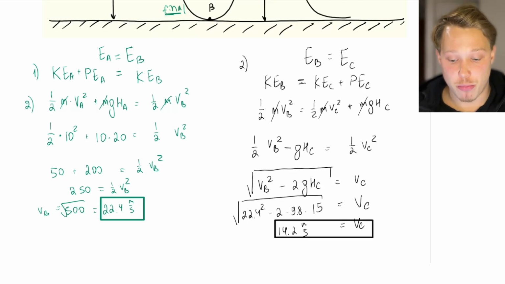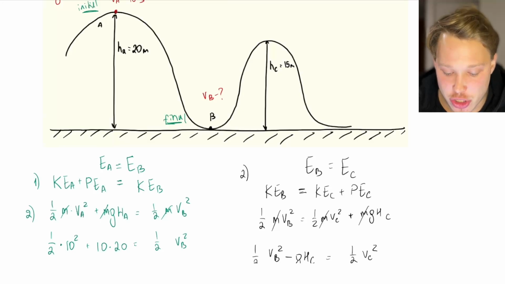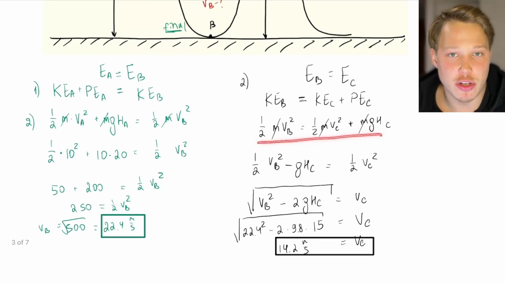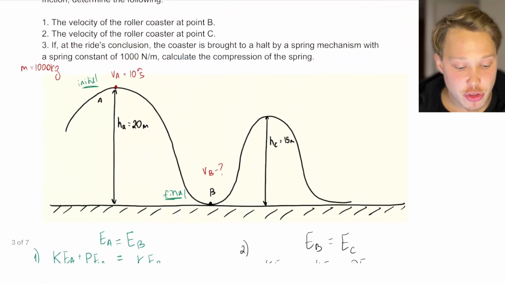So a very similar approach. Again, you select energy at one point equal to energy at another point. Then you find out what types of energies it has at each of those points, and plug in all the known values to calculate for the unknown. Great. Now let's solve the third one.